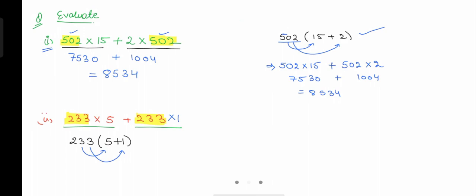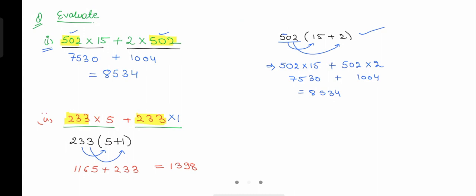So when you multiply 233 with 5, you will get 1165. Then when you multiply 233 with 1, obviously you're going to get 233, because any number multiplied by 1 gives us that number back again. And then when you add it up, you will get the answer. You can do this question in any way and you will get the same answer, but the only purpose was to tell you about the distributive property.